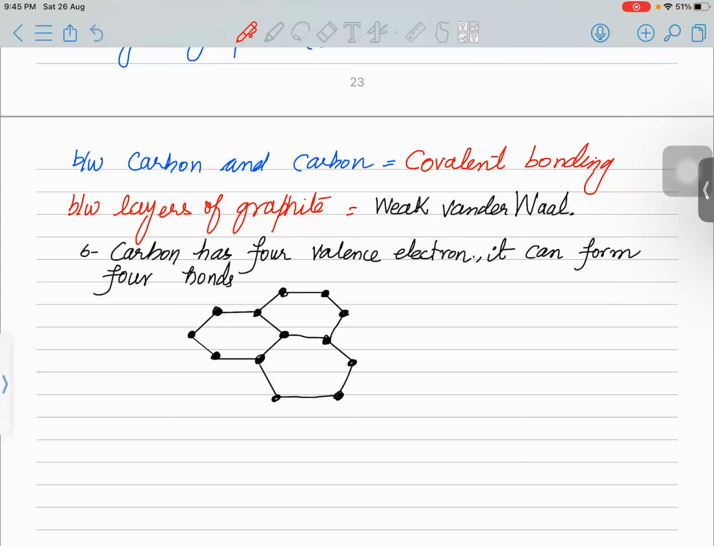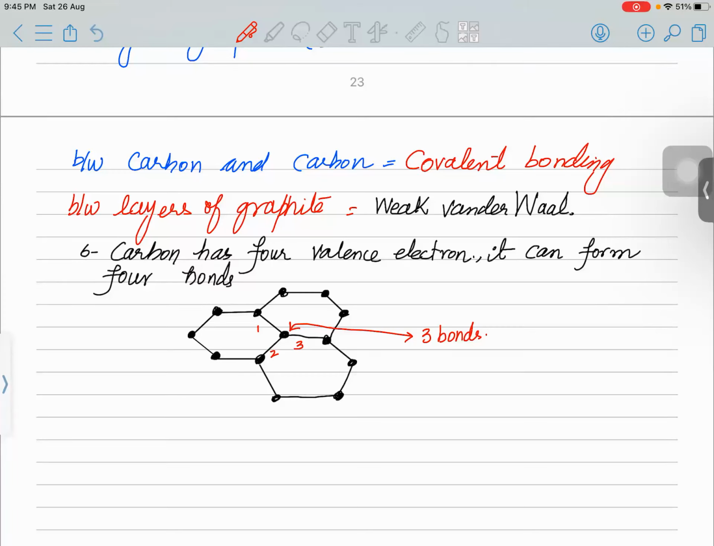My question is that in the diagram, can you tell me how many bonds are formed here? Oh, 3 bonds. 1, 2, 3. So how many electrons are left in it? 1 more. So 1 electron is left in each carbon atom. These electrons are called delocalized electrons. Because of these delocalized electrons, graphite conducts electricity. Are you getting my point or not?